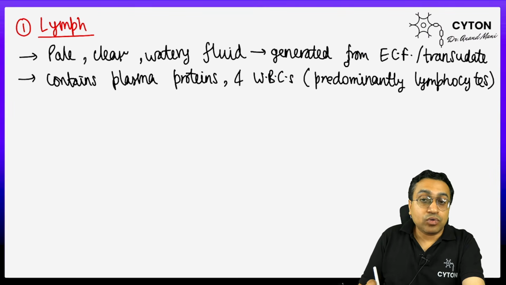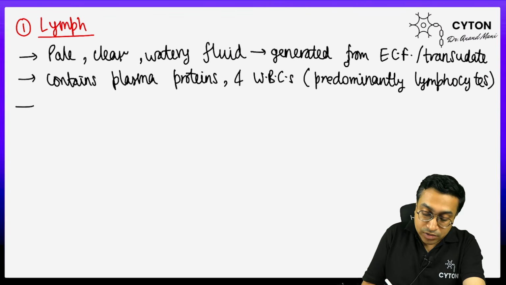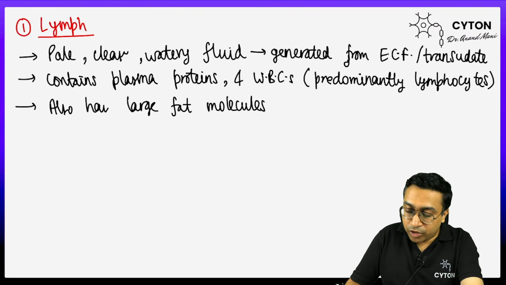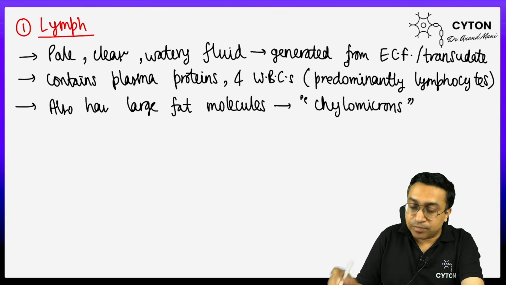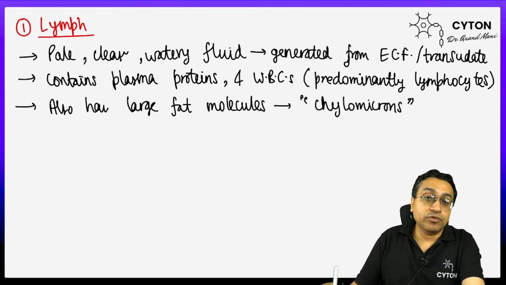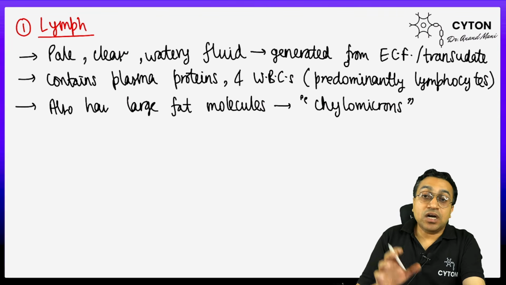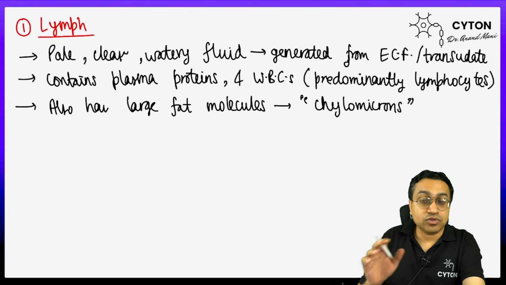Also this lymph contains large fat molecules, and these molecules are known as chylomicrons. You might have heard of this. These are absorbed from the intestines. Such lymph which contains large amounts of fat molecules looks similar to milk, and hence it is also known as chyle.